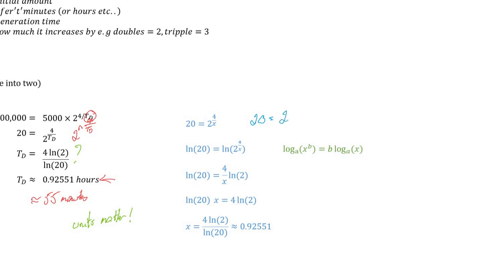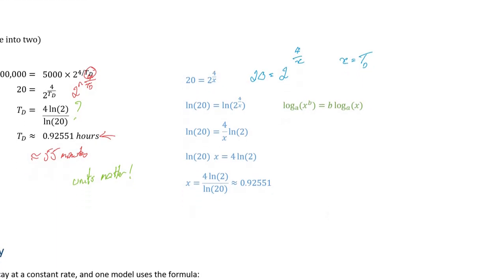20 equals 2 to the power of 4 over x, and x equals t. I'm just using x because it's clearer to see. So we can use the log laws shown there in green to rewrite it. First of all, we'll take the natural log of each side, and then we can rewrite that using the log laws shown in green to give us ln 20 equals 4 over x ln 2, and then we simplify to x. Now this is just one way of doing it. I'll show you a different method in the next example.